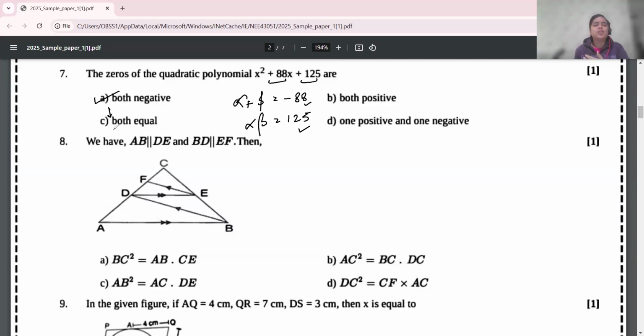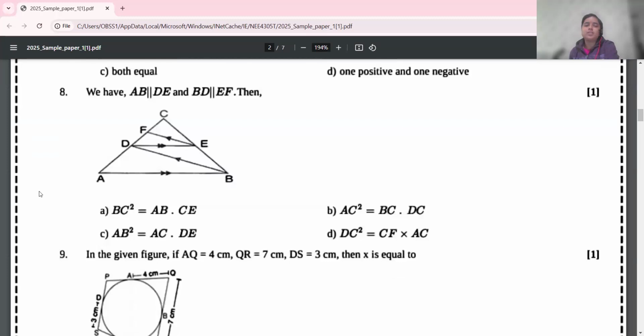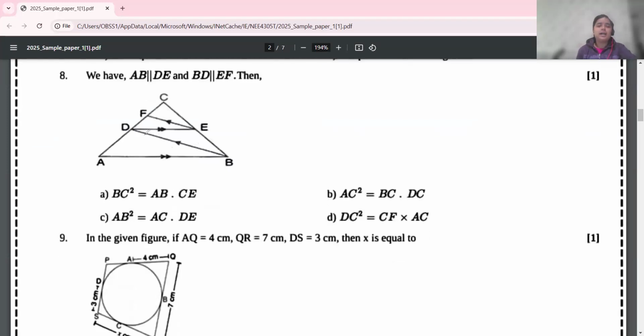You can check out that it's not as both equal by finding the discriminant, which is not equal to 0 in this case. Moving on to the next question, which is about the BPT or basic proportionality theorem. We have been given two pairs of parallel lines, and we need to tell which of these following relations is correct. Now, considering the first set of parallel lines, this one, DE and AB. What can I say about the two triangles that have been formed on these parallel lines? I can say that DC by AC is equals to EC by BC.